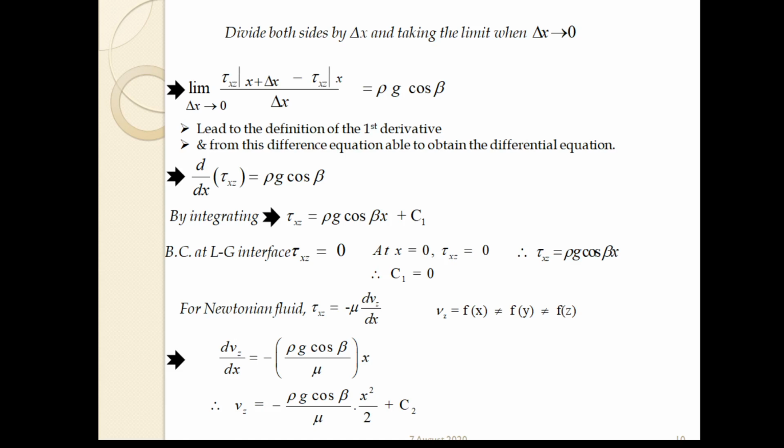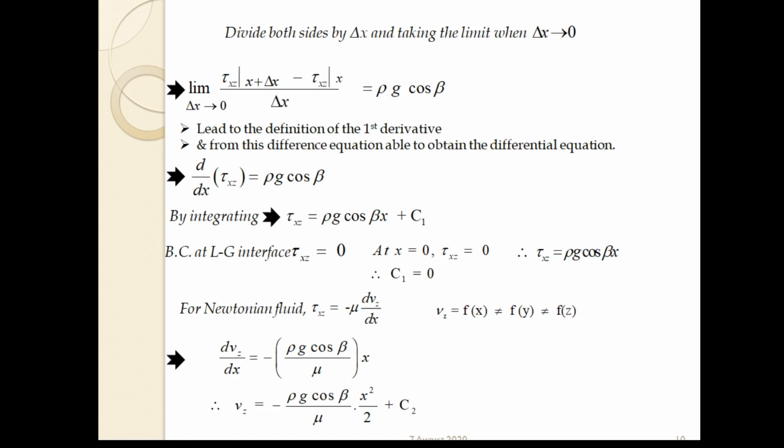Now we have to find this constant by using the boundary conditions. What are the two boundary conditions that prevail in transport phenomena? One is the no slip condition at the solid liquid interface, and another is the no shear stress condition at the liquid gas interface. So here, shear stress tau xz equals rho g cos beta x plus c1. Here we apply the boundary condition at the liquid gas interface.